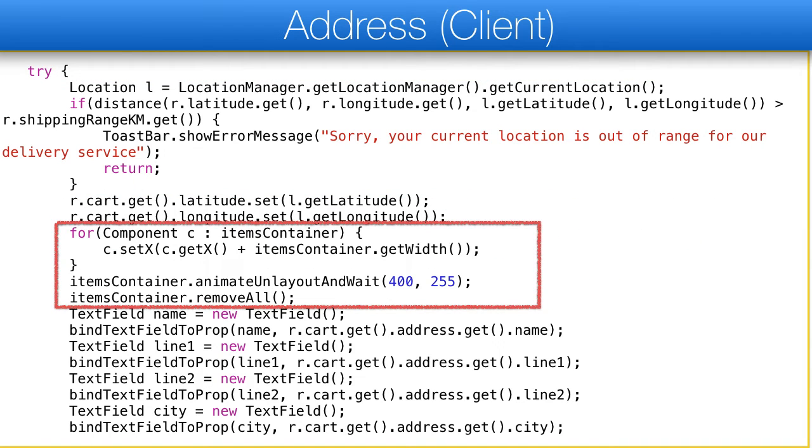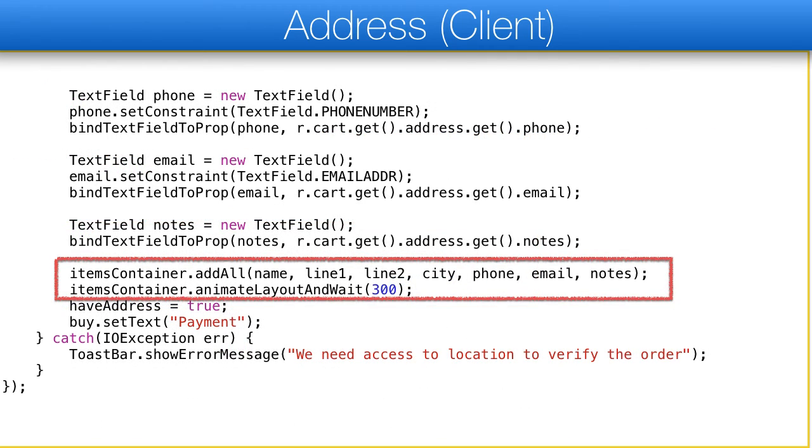Here we slide the components of the shopping cart out to make room for the address fields, which we add and animate into place here. This is mostly simple code for form input as the binding was done before.